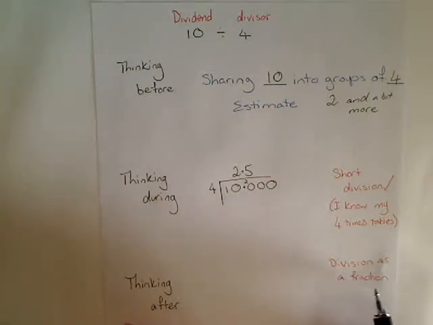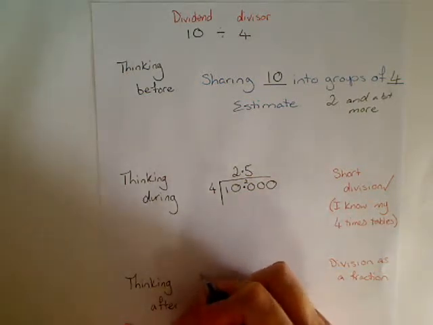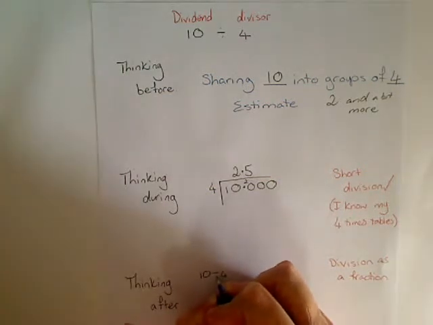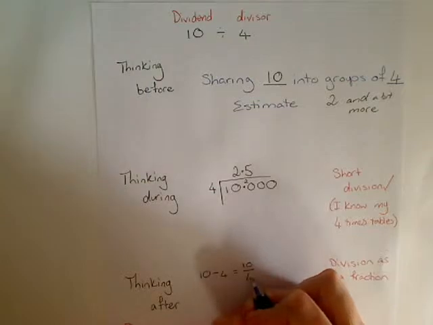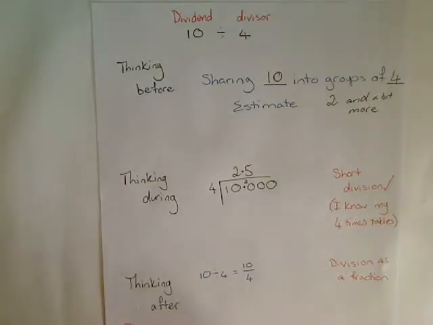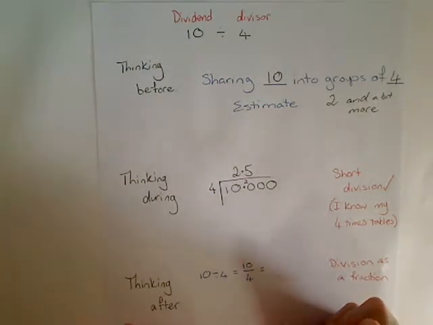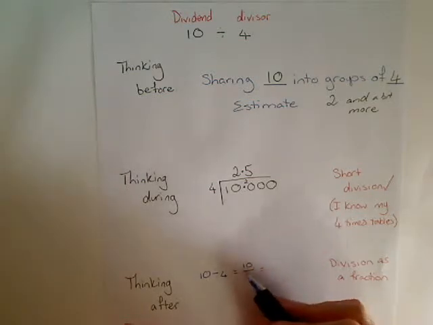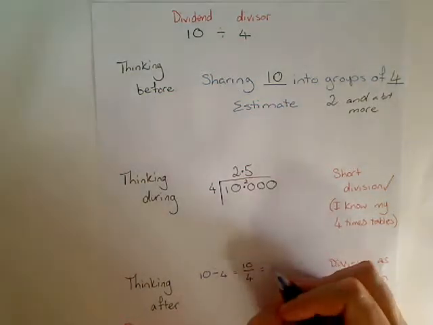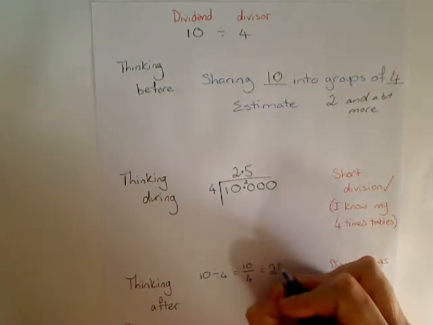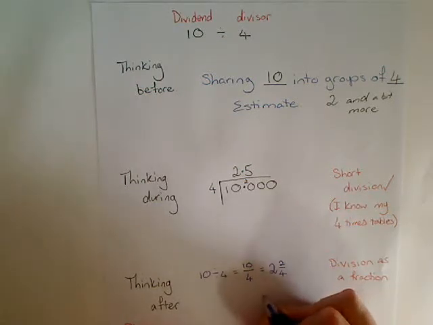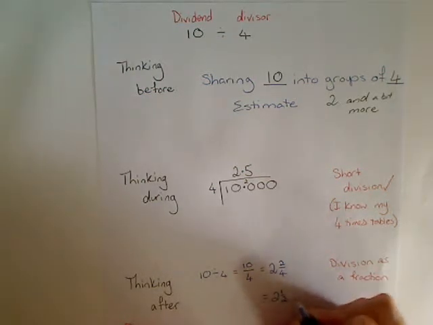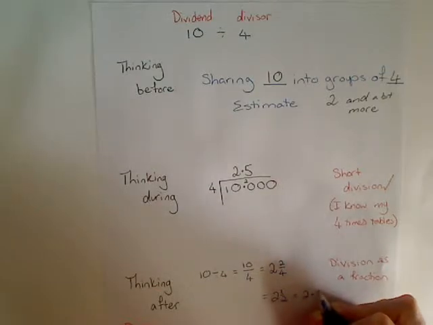If we want to check thinking after, you can think of the division sign as a fraction, or as the vinculum, that fraction line. So 10 divided by 4 can also be written as 10 over 4, or 10 quarters. And if I was to convert that into a mixed fraction, because I've got an improper one at the moment, I would have 2 wholes and 2 quarters left over. And then I can simplify my fraction here, 2 and a half, or 2.5.